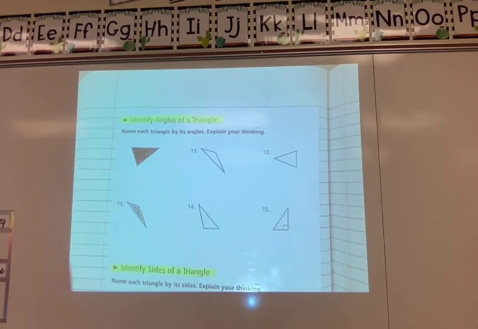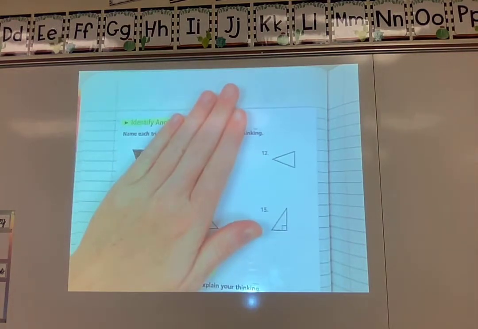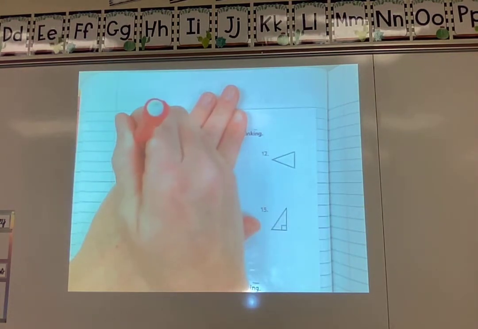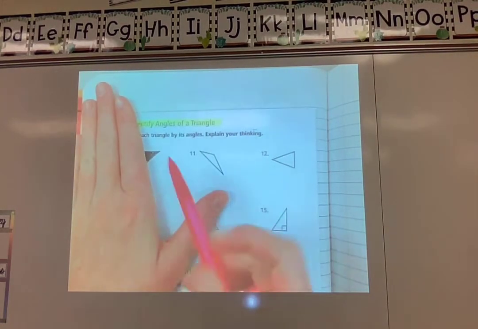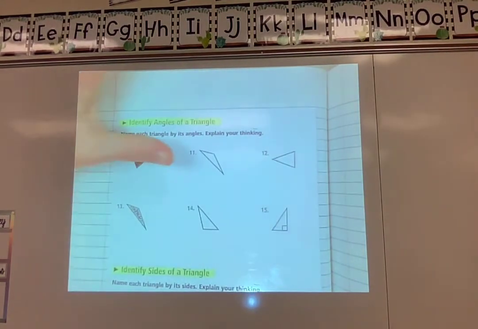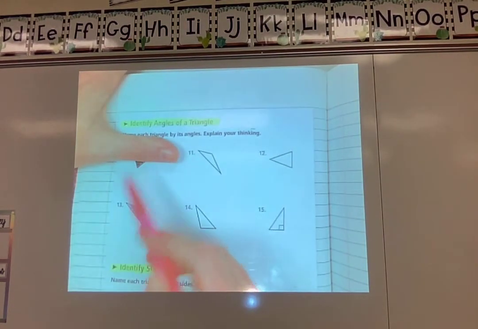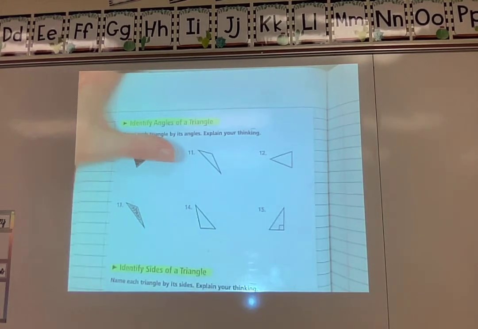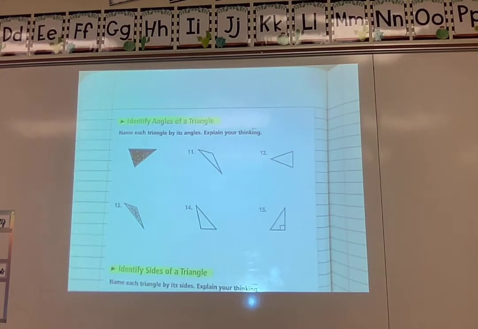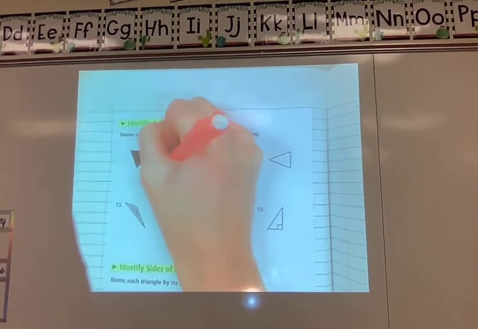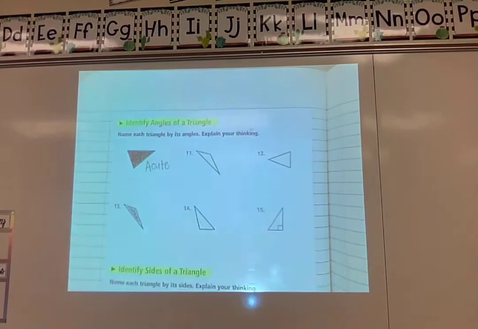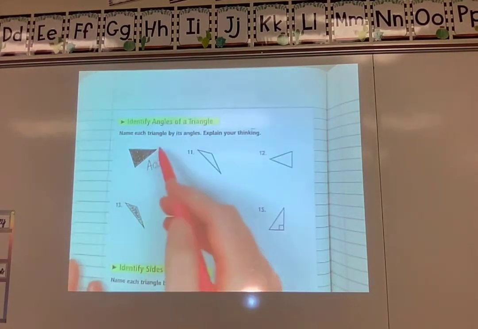Next, I check for obtuse angles. And I like to look at each corner. So I kind of cover up here and I just look at this corner. Is this an obtuse angle? No. Look at a different corner. Is this an obtuse angle? No. And look at the third corner. Is this an obtuse angle? No. So there are no obtuse angles, no right angles. So this one has to be an acute triangle. All three sides are acute. Or all three angles, sorry.